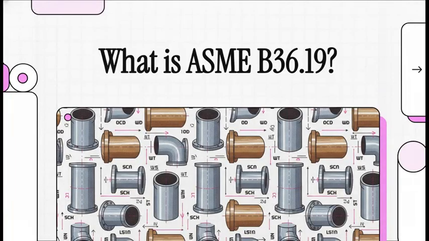Welcome to this explainer. If you've ever stared at a piping spec sheet and wondered how all those random numbers, letters, and schedule designations actually translate into the physical piece of metal sitting right in front of you, well, you're in the right place. Today, we're going to totally crack the code on ASME B36.19. We'll break down everything you need to specify stainless steel pipes with absolute confidence. Let's get right into it.